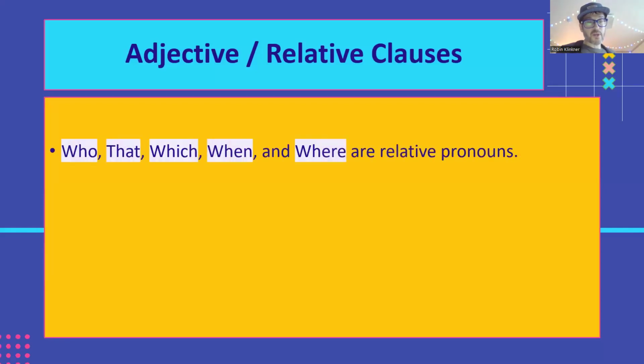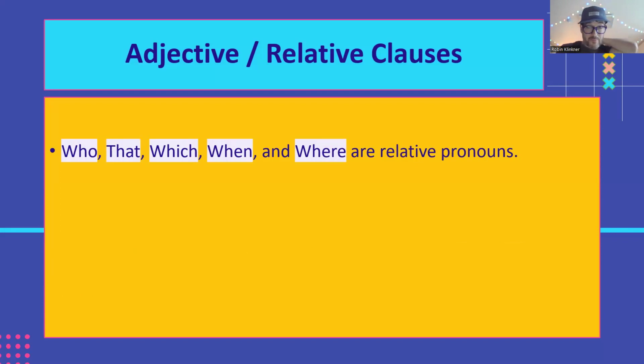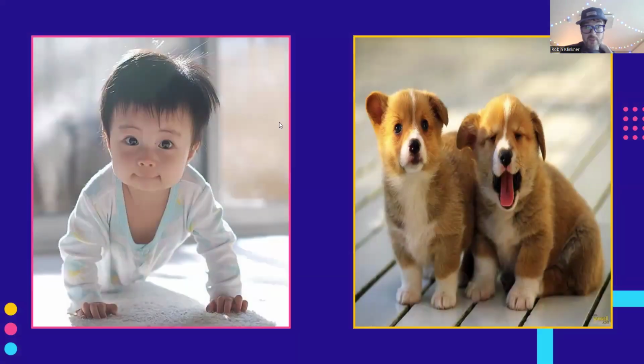Adjective relative clauses. Relative or adjective clauses begin with relative pronouns: who, that, which, when, where. Depending on what you're talking about, that determines what you can use. These are used to give more information about a non-specific noun. The baby is specific because there's just one. Because there are two puppies, it's not specific. So you need to add some information, in this case, an adjective clause to identify which one.